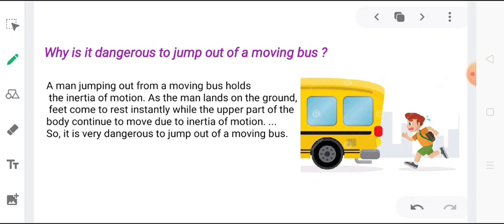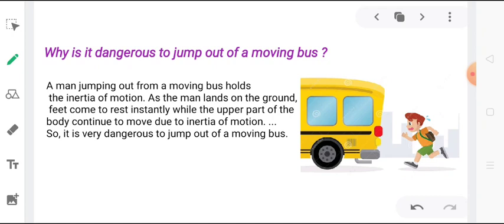Why is it dangerous to jump out of a moving bus? Now, this is something that should always be followed by every person while traveling in a bus, that they should never try to jump out of the moving vehicle because it is highly dangerous. Why is it so? Many a times we find people trying to catch a running bus or trying to jump out of a moving bus in a hurry. So quite often they fall down and hurt themselves very badly. So in order to avoid this, they should always allow the bus to come to a rest and then they should come down of it.